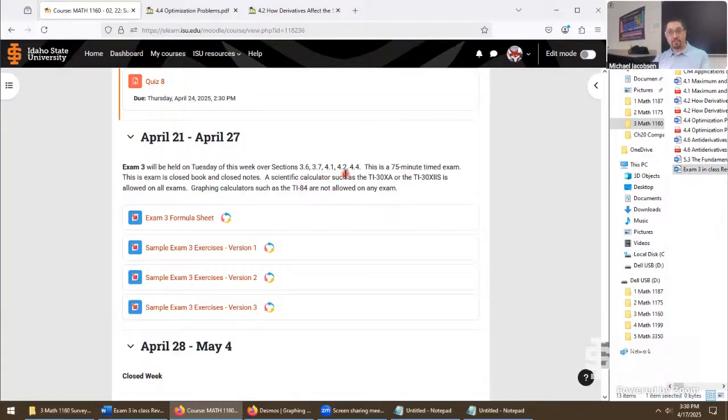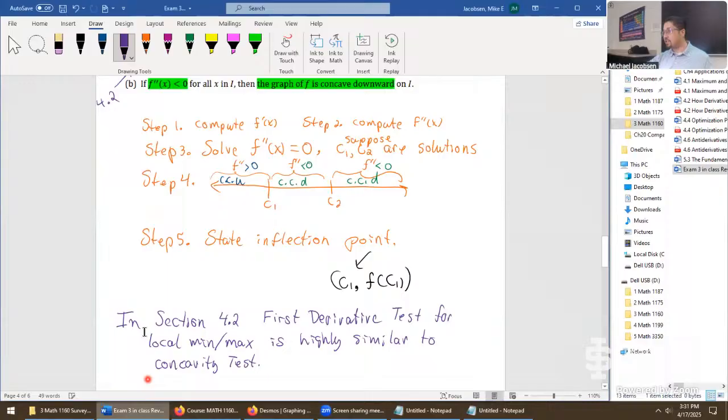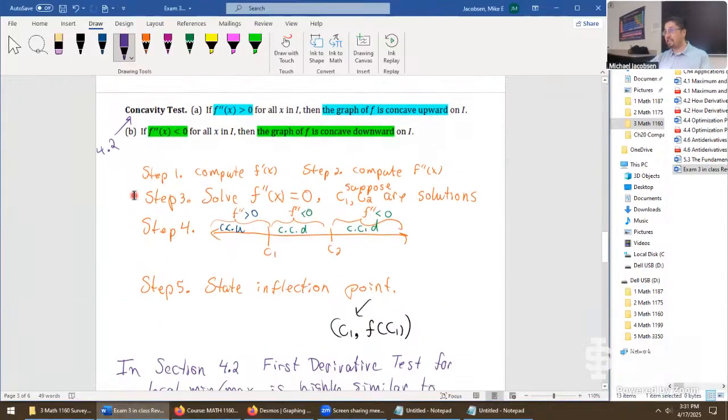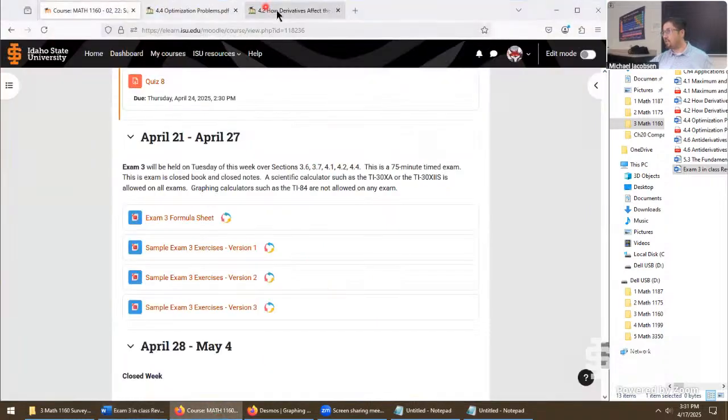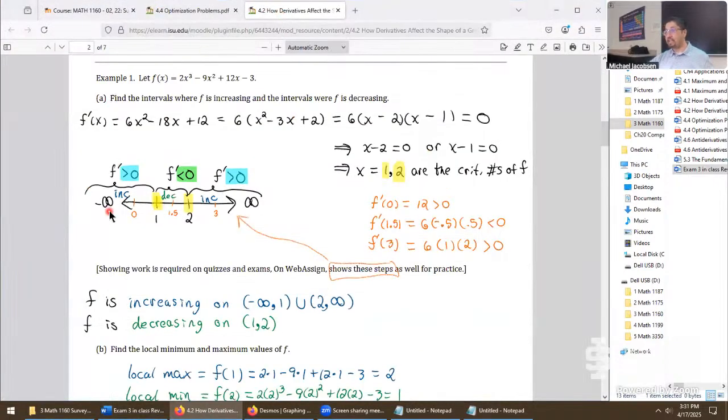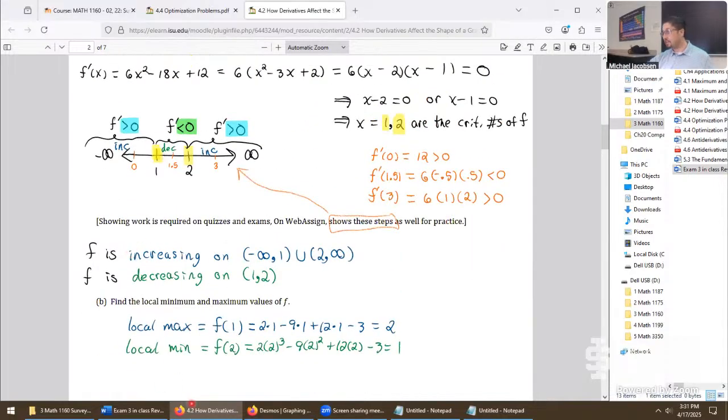4.2, this is where it gets a little dicey. I can't ask all the questions in 4.2, the exam's too long. So I'm either going to ask a problem that looks like this, a concavity test question, or I'll ask a problem that looks like this, a local max, local min question. So just one or the other. Thankfully, the steps are similar, but we have to spot the differences in how to format our answers.